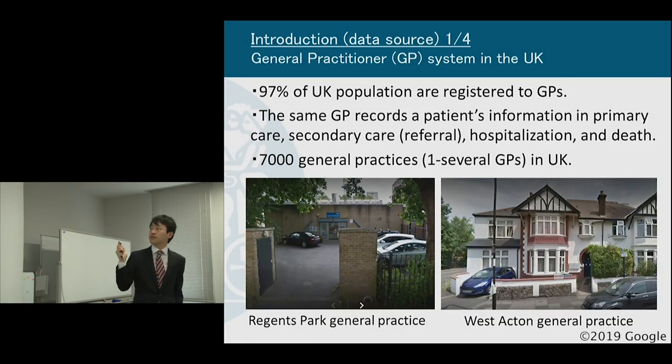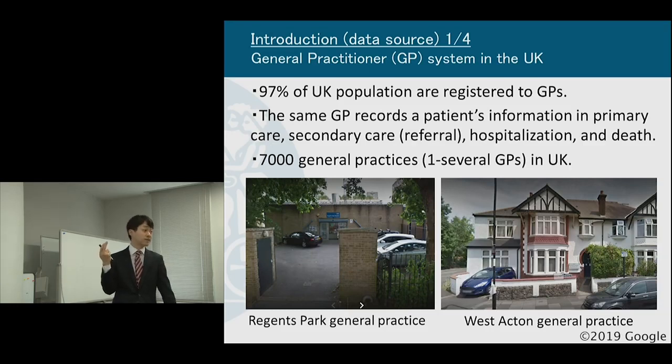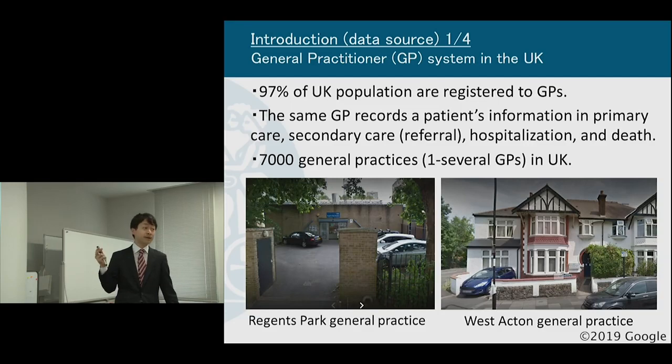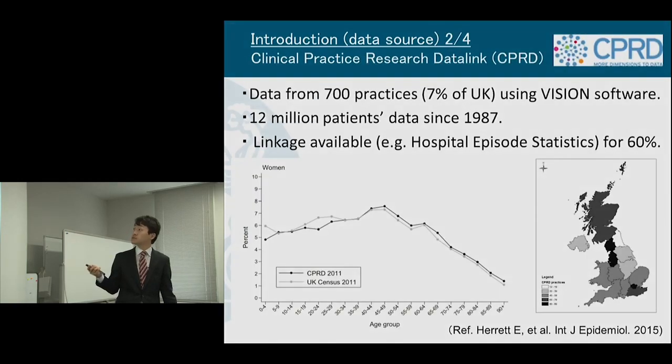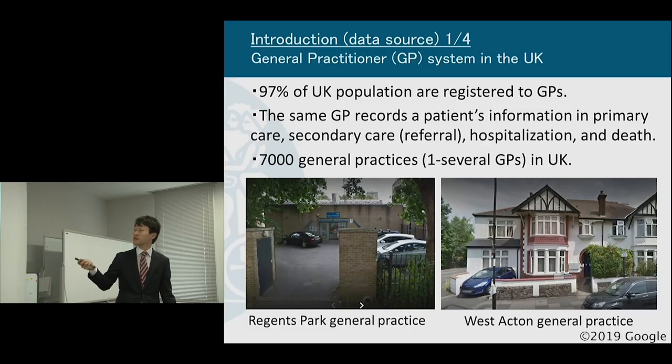Okay, so for the coming 4 slides, let me briefly introduce what the UK primary care database is. So in the UK, there is a primary care gatekeeper system, or GP system, in which almost all people living in the UK are required to be registered to GPs to receive universal health care for free, as I did during my PhD, staying in London.